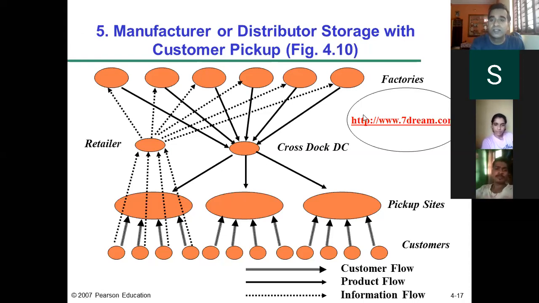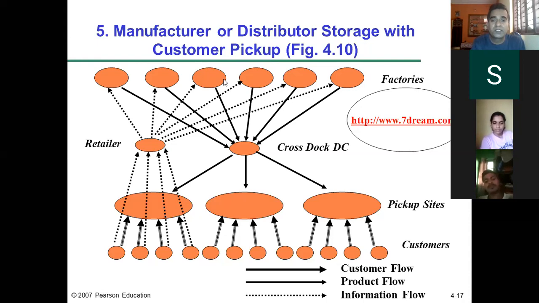This is basically practiced by an online retailer called 7dream.com in Japan. 7dream.com Japan is a part of 7-Eleven Japan, an organized retail chain store-based firm. It is the online wing, the e-commerce wing, of the store-based retailer 7-Eleven Japan.